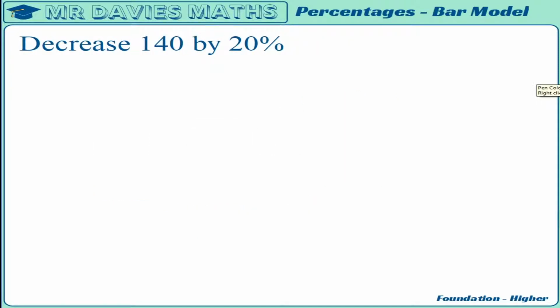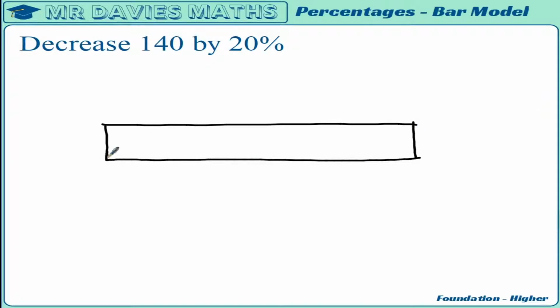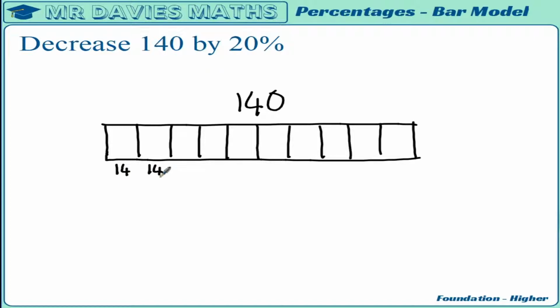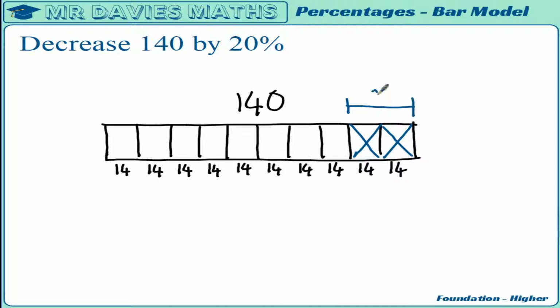Decrease 140 by 20%. So every single time I start with my 10 boxes. 1, 2, 3, 4, 5, 6, 7, 8, 9. Got 140 this time, and 14 in each box. Now I'm decreasing it by 20%, so I'm going to ignore 2 of the boxes, which means I'm basically getting rid of 2 14s, which is 28. Okay, so my new total will start here and end at the 80% mark, because I've got 8 boxes left.